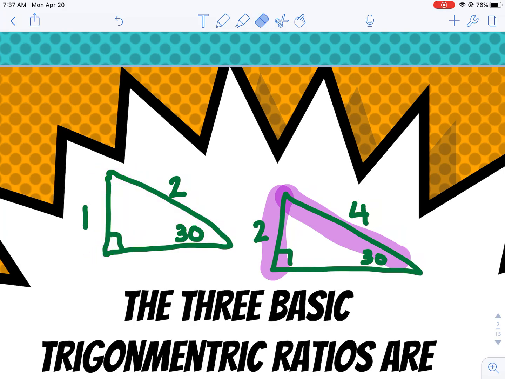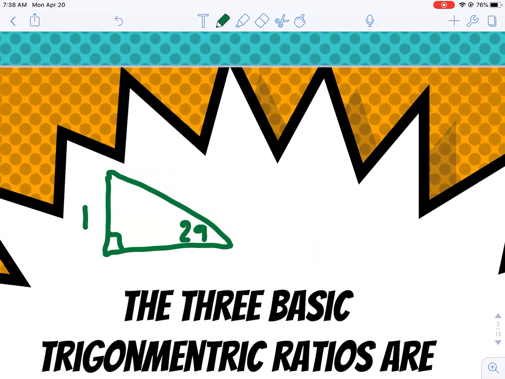What if we changed the 30 to like a 29? What happens if this is 29 degrees and that side is 1? What's the ratio now? And so they figured out that in every single right triangle, no matter what the angle measure here is, you can figure out what the ratio of the sides will be, okay?